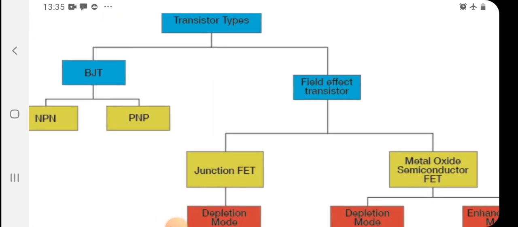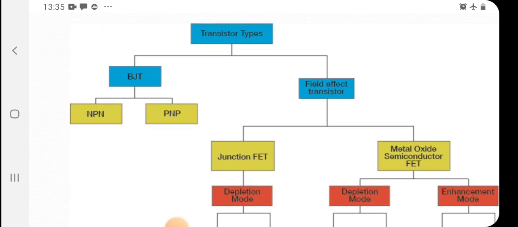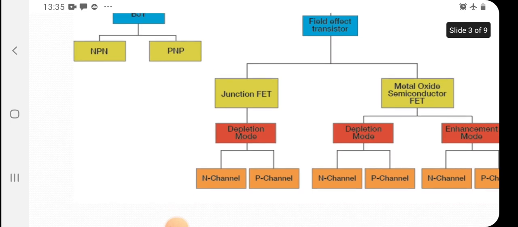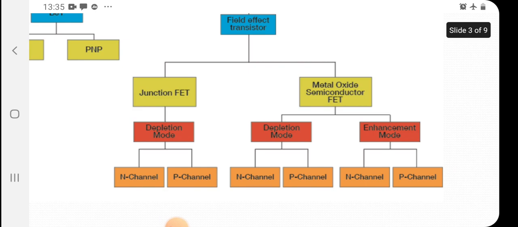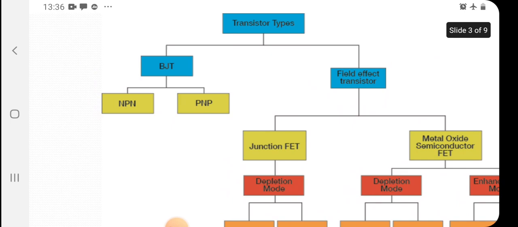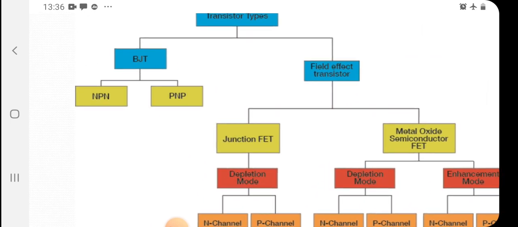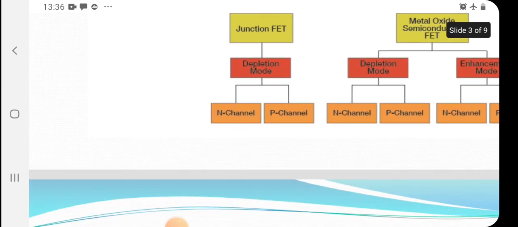You have the junction FET, and below that it is again split into depletion mode. Under depletion mode you have an N channel and P channel. On the right hand side you have the metal oxide semiconductor field effect transistor, we call it MOSFET. So you have depletion mode and the other is enhancement mode. Again in depletion mode we have N channel and P channel, and in enhancement mode we have N channel and P channel. And as I've already told you, BJT has two types, NPN transistor and PNP transistor. We shall just move on to the next slide.